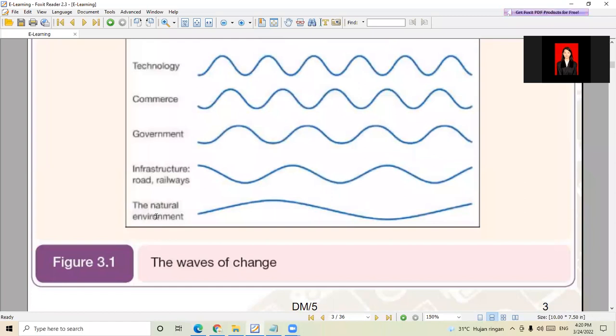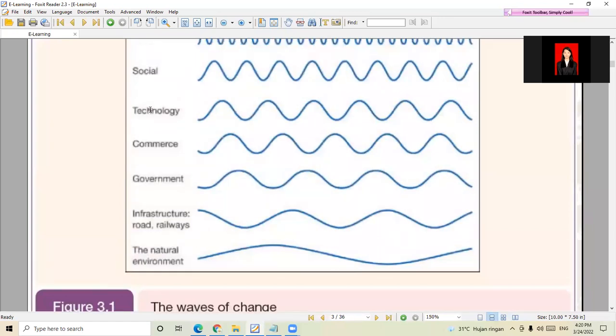For example, if you know the Grand Canyon in Nevada, US, if I read the story about how the Grand Canyon was formed correctly, it took billions of years for those rock formations to form. So the changes in the natural environment are very slow compared to technology or social changes.